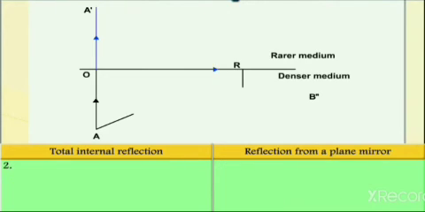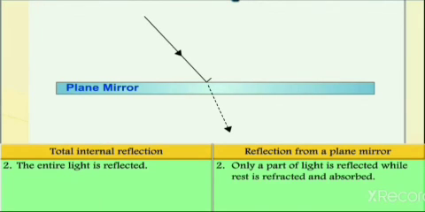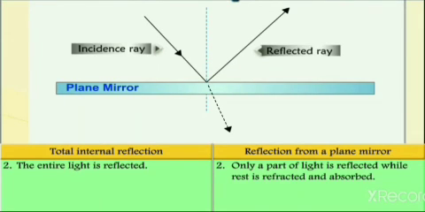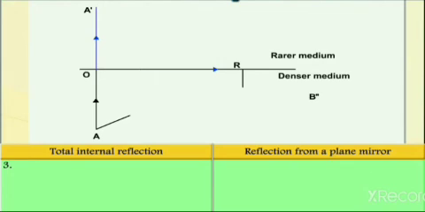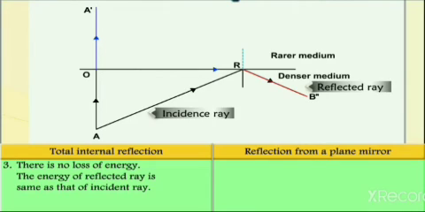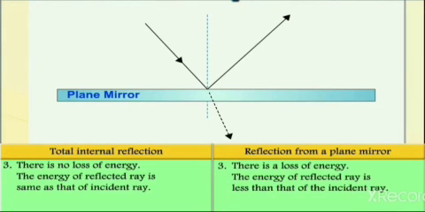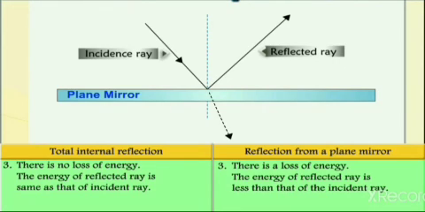2. In total internal reflection, the entire light is reflected, while in reflection from a plane mirror, only a part of the light is reflected, while the rest is refracted and absorbed. In total internal reflection, there is no loss of energy. The energy of the reflected ray is the same as that of the incident ray. Whereas, in reflection from a plane mirror, there is a loss of energy. The energy of the reflected ray is less than that of the incident ray.